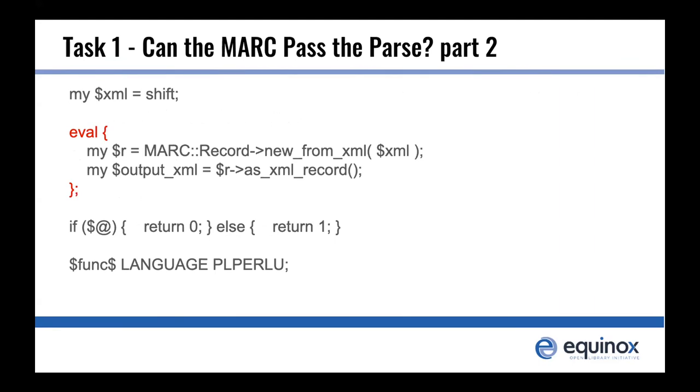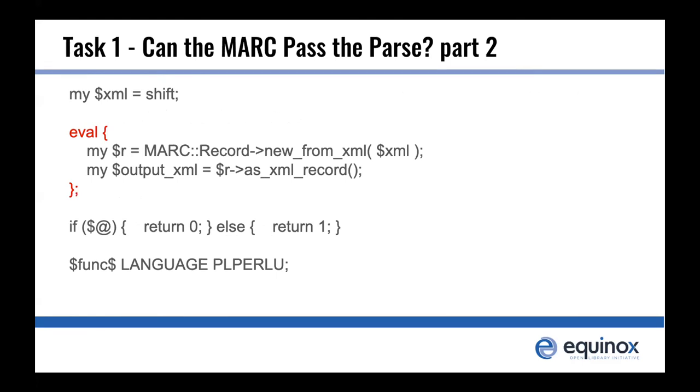We're going to try to make the record from XML. We're going to call MARC record and try to assign it to a variable just like we did before. But in this case, we're not assuming that it's going to work. We're going to evaluate it. And if the evaluation fails, we return 0. If the evaluation succeeds, we return 1.